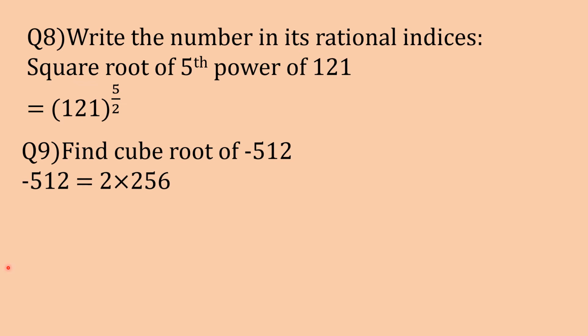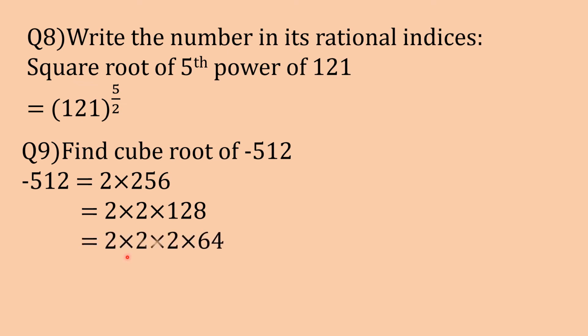So see, minus 512 equal to, I can write 2 into 256. Then again I'll split 256, that is again with 2 stable it will go. So this 2 will come as it is, 2 into. Now for 256 I can write 2 into 128. Okay. Now next step you'll write down this 2 as it is, that is 2 into 2.